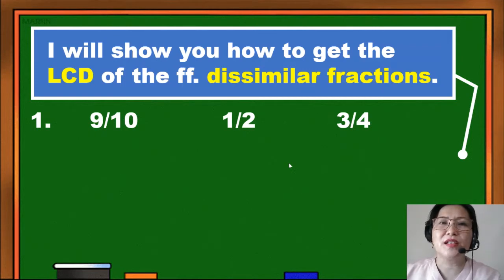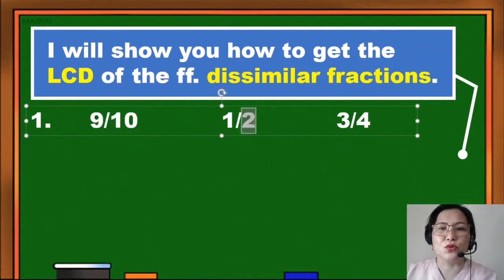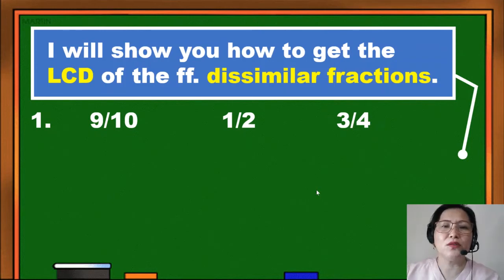You see, dissimilar fractions are the opposite of similar fractions. Why are they dissimilar fractions? They are dissimilar fractions because they have different denominators. Look at this example. 9/10, 1/2, and 3/4 have different denominators. You see, the denominators are 10, 2, and 4, which are different. That's why they are dissimilar fractions. And we are going to get their LCD.